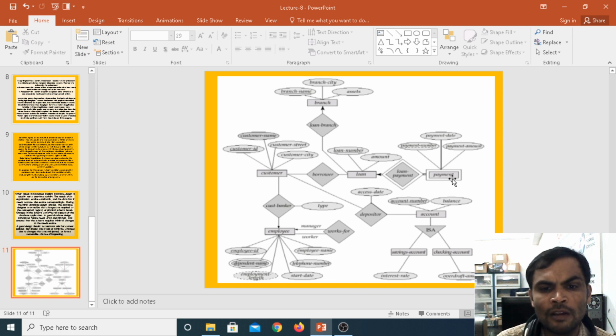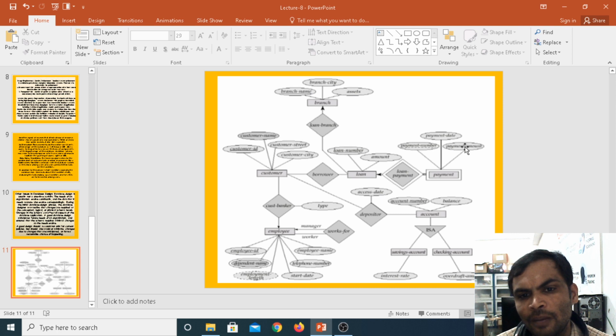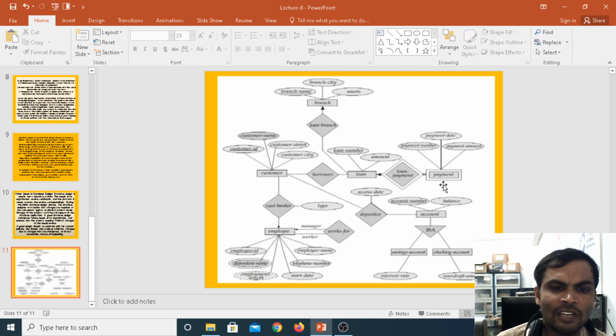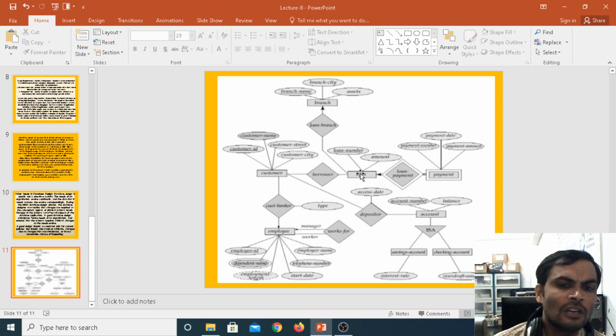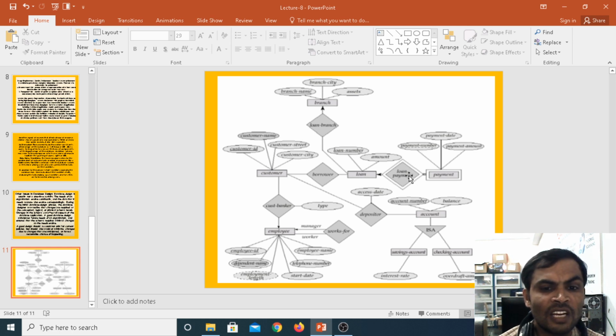Payment is a database schema. Under the payment schema, we have the attributes payment number, payment date and payment amount. Now we are designing the database schema for the payment. Coming to loan, loan is also a database schema. It consists of attributes such as amount and loan number. Between the loan and the payment, we are giving the relationship as a weak entity set.